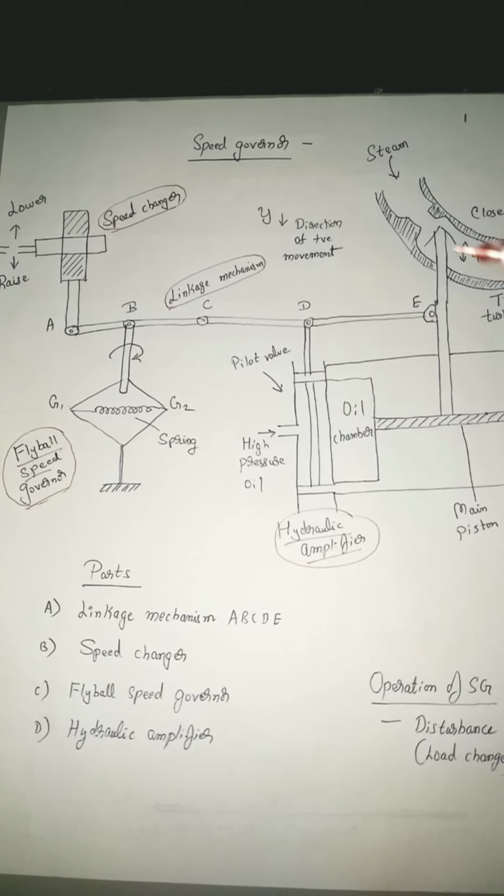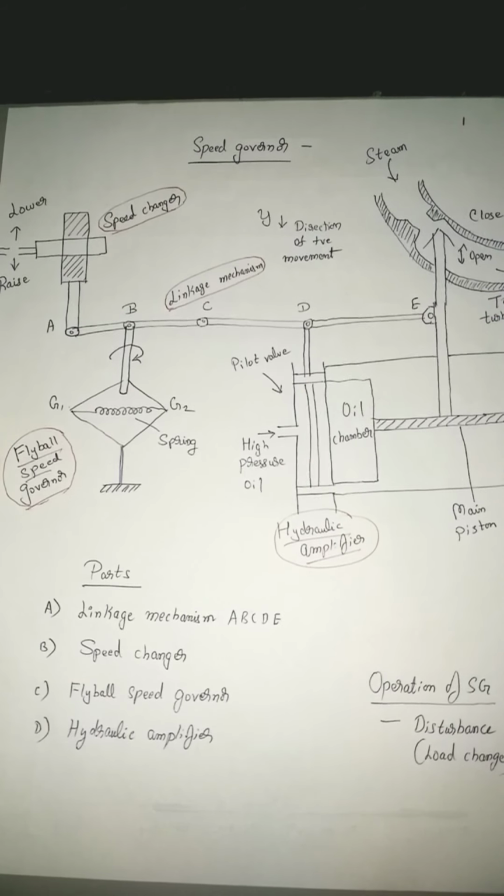If more steam enters the turbine, turbine will rotate at higher speed, and thereby, since it is coupled to the generator, speed will increase. So this is how the system reacts to load disturbance. So far we were talking about positive load disturbance, which is nothing but increase in load demand. Next we'll see negative load disturbance.